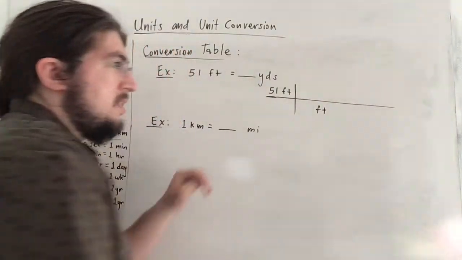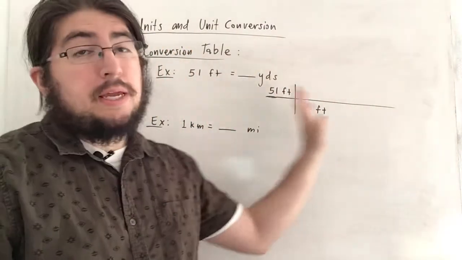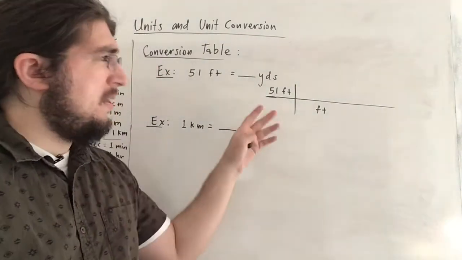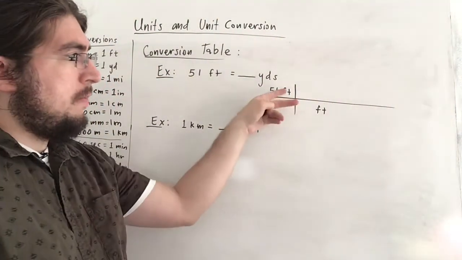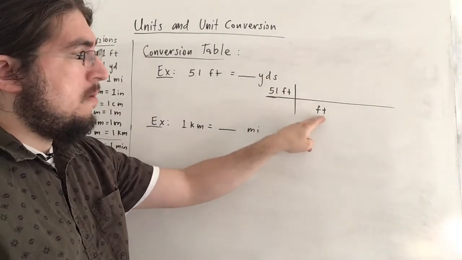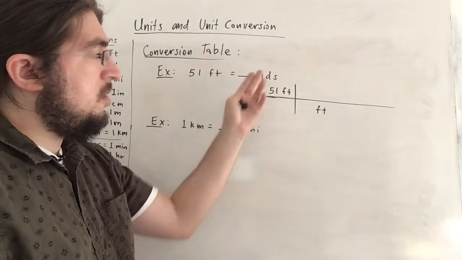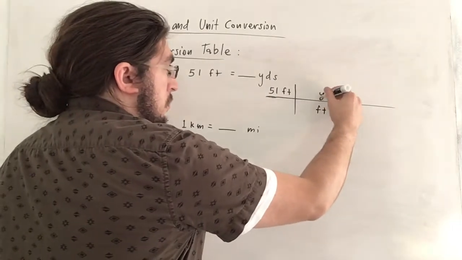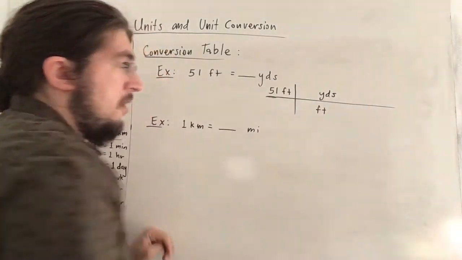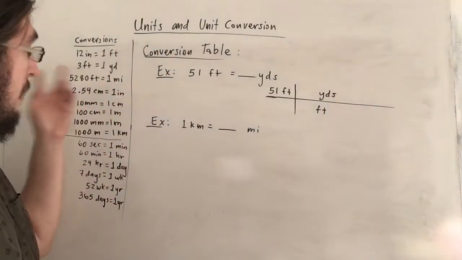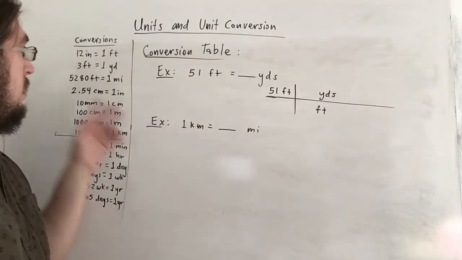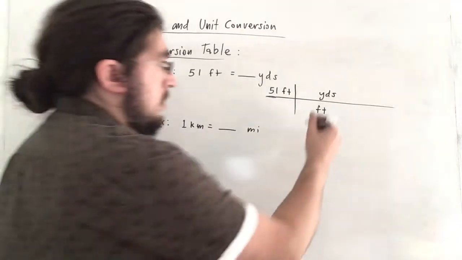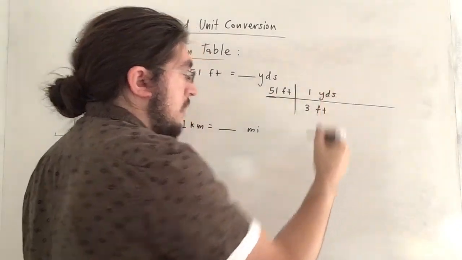Now sometimes it takes multiple steps, so this can be as long as you want it to be, but right now I think this is just going to be a one-step thing. So we want to cancel feet, so I'm going to put feet below, and then what we want to turn this unit into is yards. In a perfect world we can go from feet to yards, and in this case we have a conversion between feet and yards. We don't have to do multiple steps. So we know there's 3 feet in 1 yard, so I'll do it like this. 3 feet is equal to 1 yard.